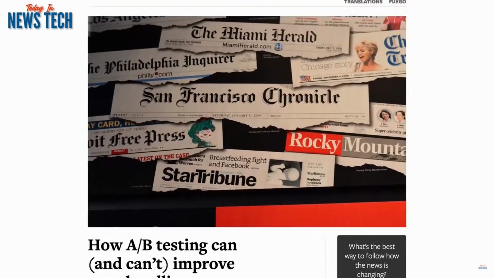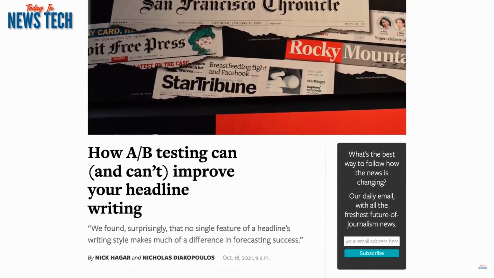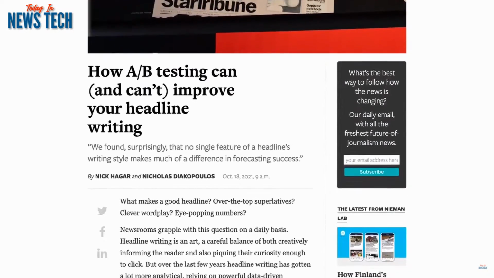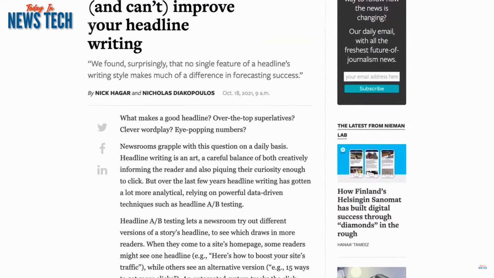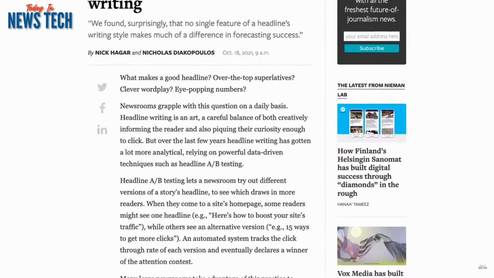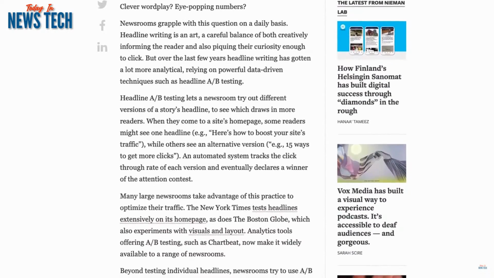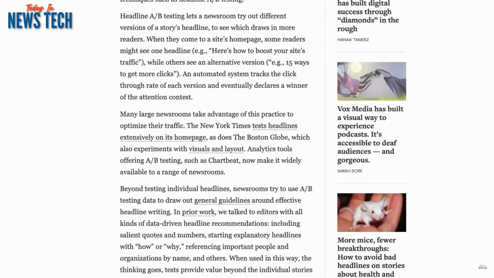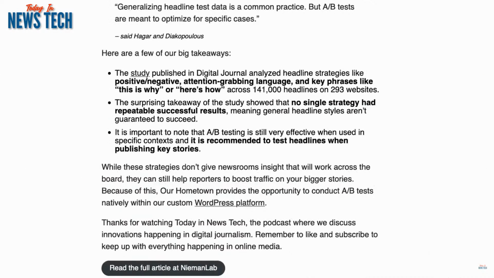The article, How A/B Testing Can and Can't Improve Your Headline Writing, discusses the ways reporters have tried to analyze the effectiveness of various headline writing strategies. Analyzing various headline approaches through A/B testing can provide great insights into what readers are looking for, but they don't tell the whole story. Generalizing headline test data is a common practice, but A/B tests are meant to optimize for specific cases, said Hagar and Diakopoulos. Here are a few of our big takeaways.